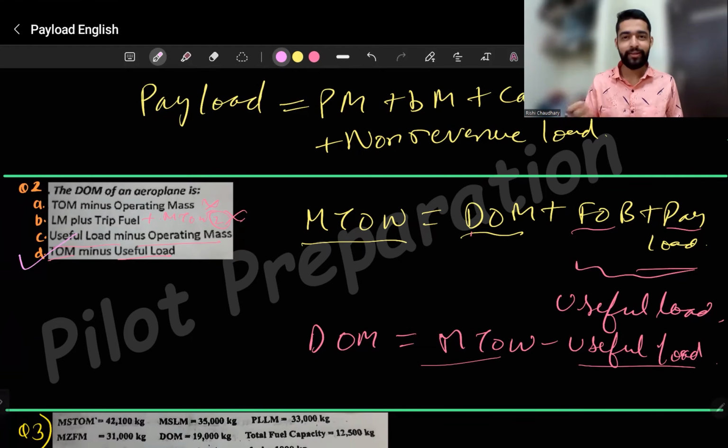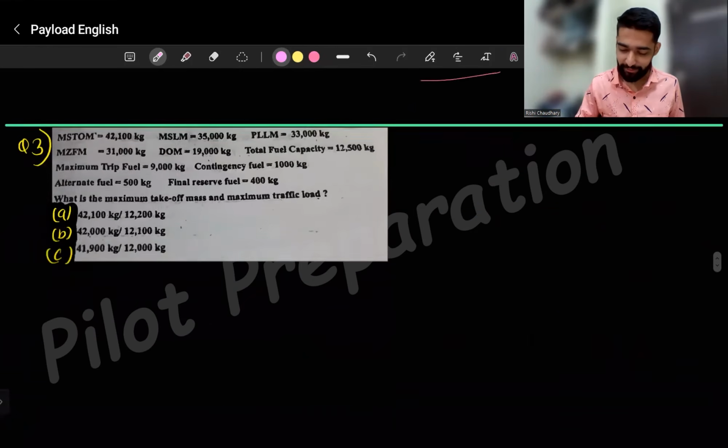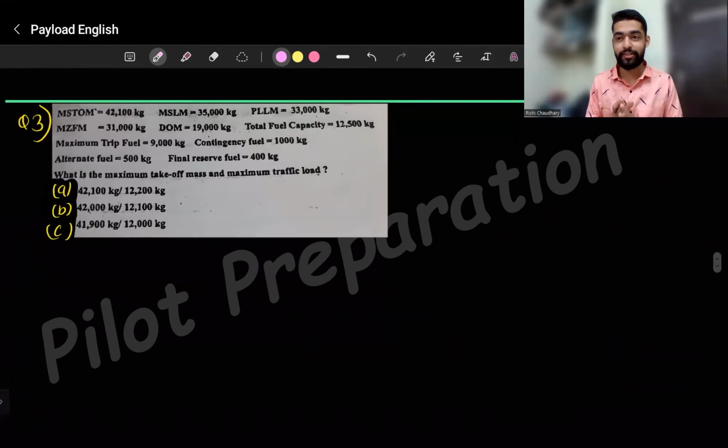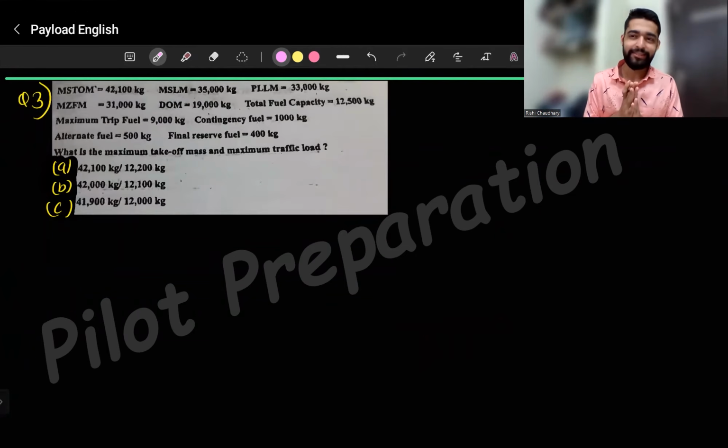Am I going at bullet speed? Yes, I am. So let's go to the third question. Very excited to see the third question. And it is not looking very easy, but it is easy. Don't worry. So the third question is MSTOM, MSLM, PLLM, ZFM, MZFM. Okay. So you can see a lot of fancy words are given, but as I told you, don't fear the fancy, because after fancy, there's a win.